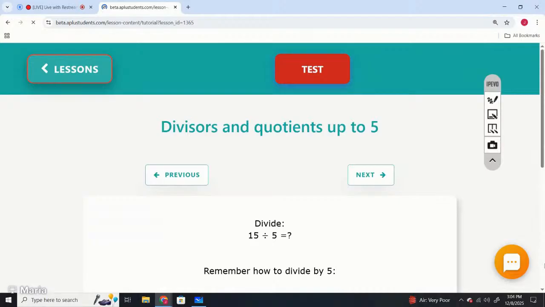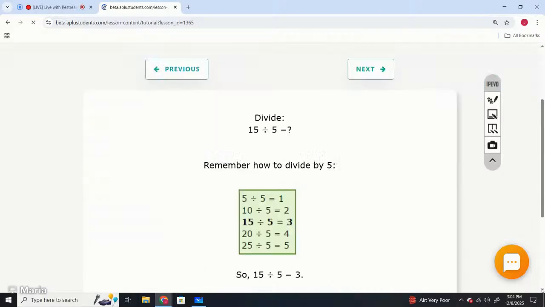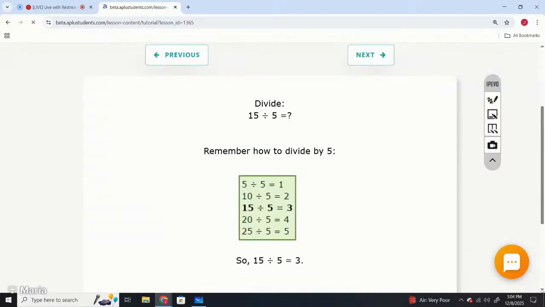Divide 15 divided by 5. So how do we divide? Basically, we need to count a table of 5 until 15. So 5 times what number is 15? 5 times 3 is 15.